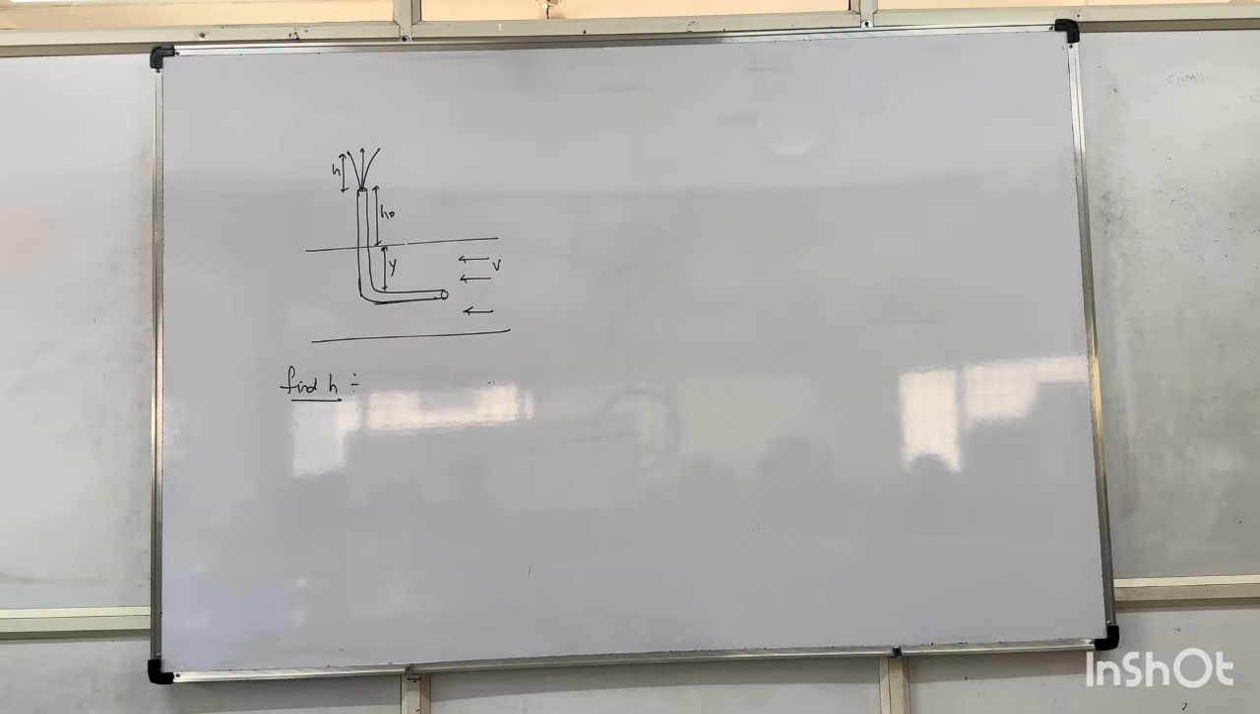Cross sectional area of the pipe is constant. Initial pressure, that will be P naught plus rho g y, to a depth of y, right?